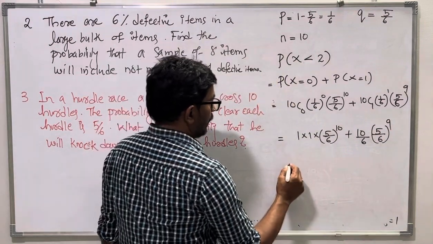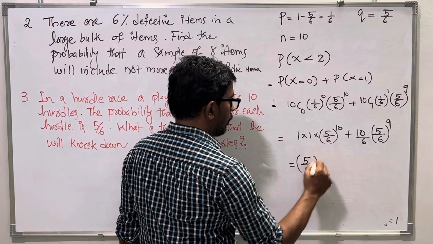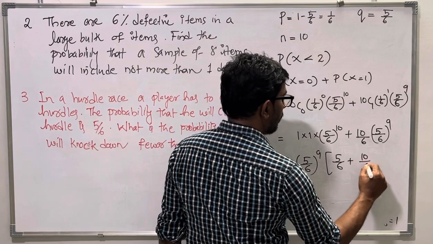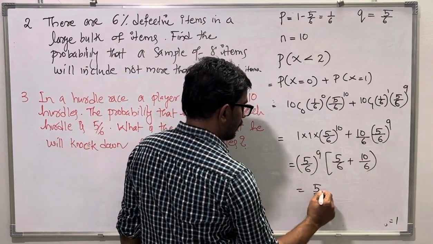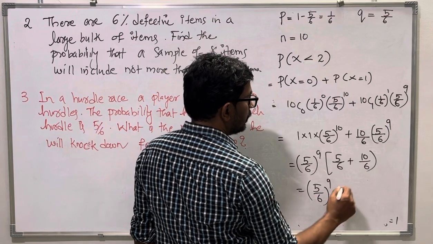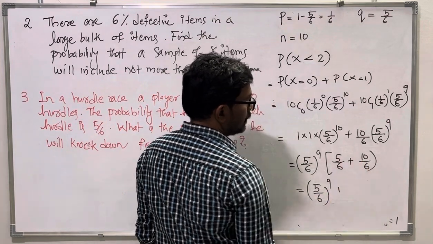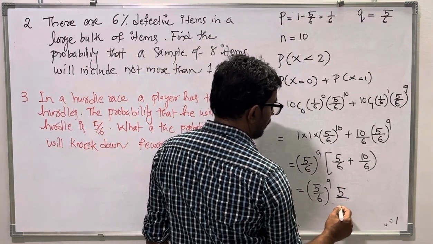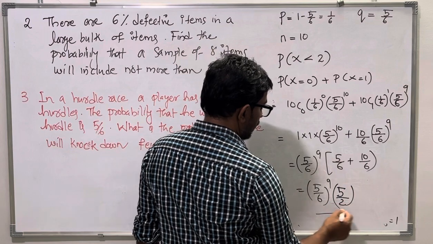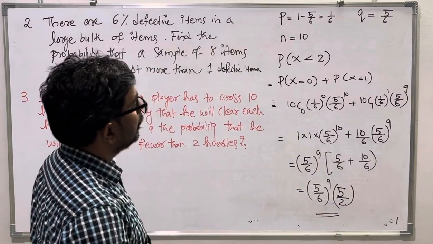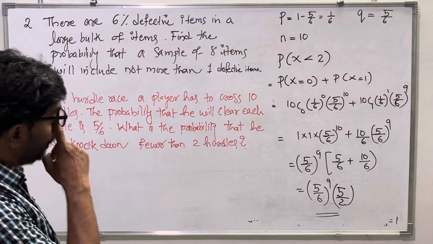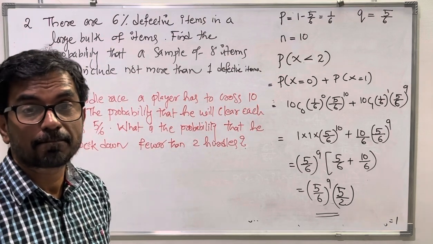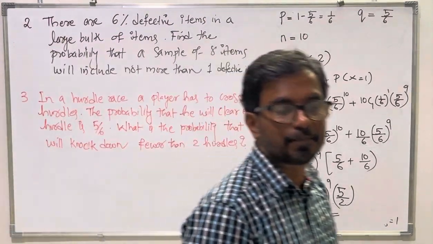If you want, you can take 5 by 6 to the power 9 as the common factor, and here you will have 5 by 6 plus 10 by 6. So this is 5 by 6 to the power 9 into 15 by 6. 15 by 6, if you want, you can cancel by 3, it will become 5 by 2. So that's how we get it for fewer than 2 hurdles. This is a way to go about such questions. Okay, we'll do some more questions.